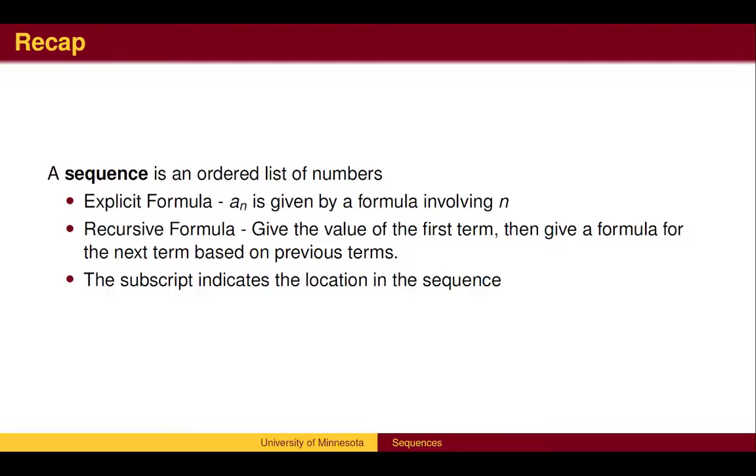To recap, sequences are an ordered list of numbers. One way to define a sequence is by an explicit formula. Sequences can also be defined by a recursive formula. Terms in the sequence are denoted using a subscript to determine their position.